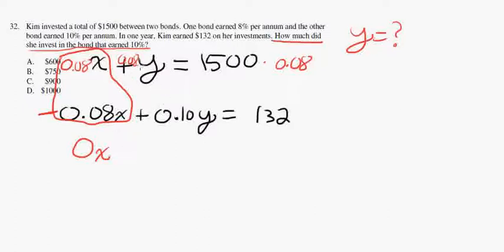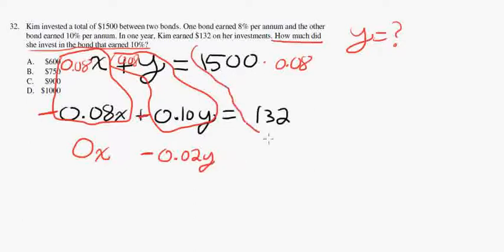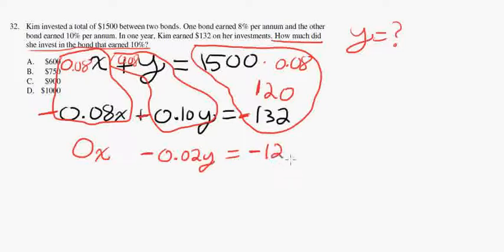And we do the same thing with the y's. So we get 0.08y, and subtract 0.10y from it. Subtracting those two numbers, 0.08 minus 0.10, gets us negative 0.02y. I'll do the same thing with this group here. First we'll do 1500 times 0.08. This is 120. Let me subtract them. So 120 minus 132 equals negative 12.